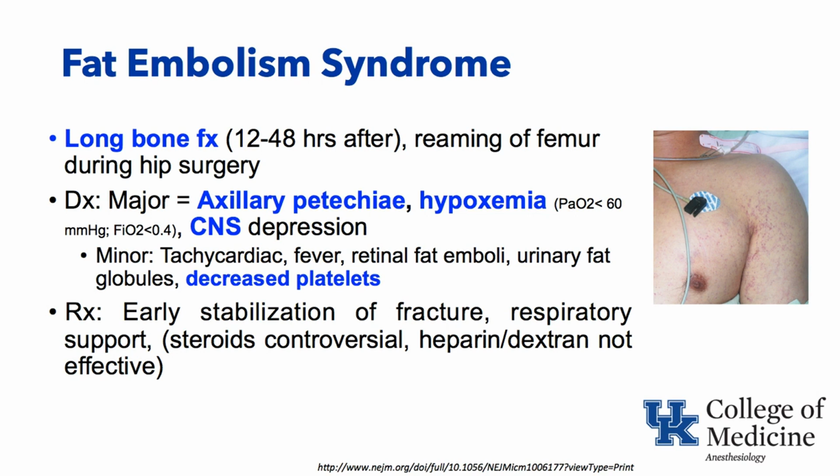The major criteria include axillary petechiae, as shown in the graphic on the far right. You can see those capillaries, there's petechiae there in the chest wall and the axilla, fat globules blocking those capillaries. The patient can often be hypoxemic and have CNS depression. Some minor criteria include tachycardia and fever. If you look in the back of their eye, sometimes you can see fat emboli, or in their urine, find fat globules, and thrombocytopenia may be associated.